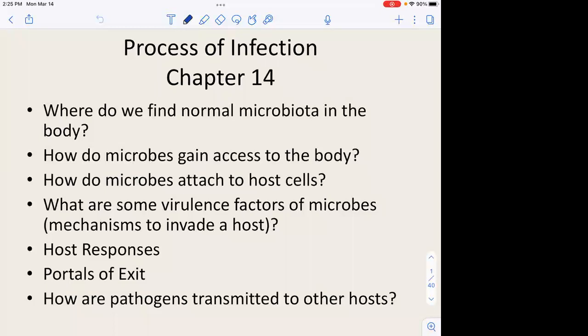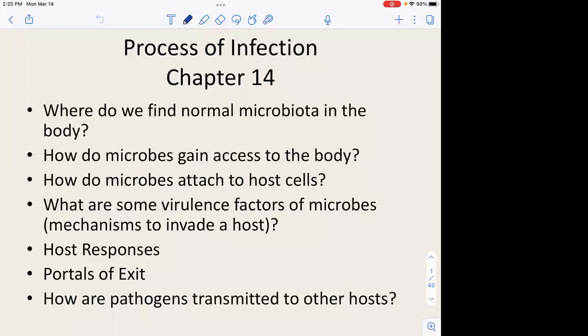So first we want to talk a little bit and acknowledge that we already have lots of bacteria and other kinds of organisms in our body. We call it our microbiome or normal microbiota. So we're going to talk about the role that they play, and then organisms that would harm us. How do they gain access to our body? There's just a lot of terminology basically that we use to describe that. How do microbes attach to host cells? And what are some of the mechanisms they have? What are the strategies that they have to actually cause an infection?